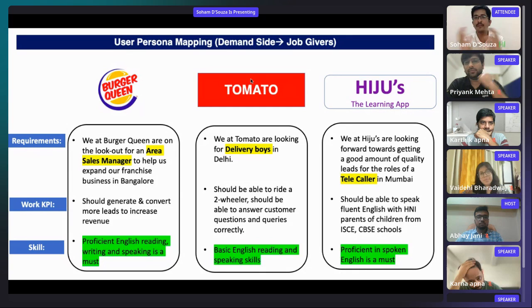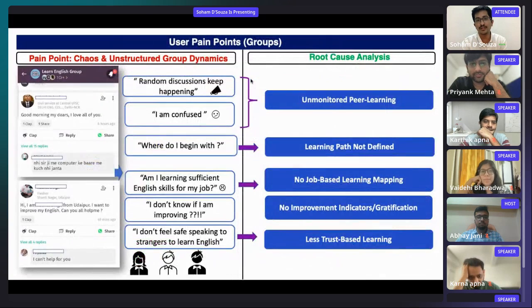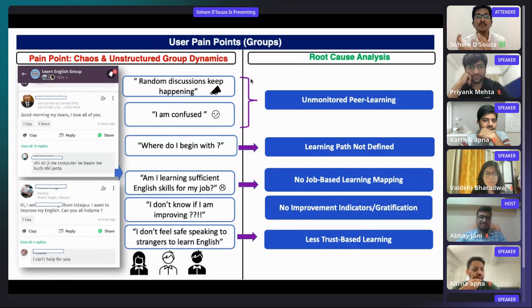I'll keep going from demand and supply because we need to weigh both these things. Then I actually went undercover. I made a fake profile as Ravi Kumar over the last 2 weeks. I spent hours after office trying to simulate these conversations with real people. These are actual screenshots which I made as an undercover person in the Apna app. And I saw that in the English speaking group, which is a current avenue for people to learn English, there are random discussions happening.